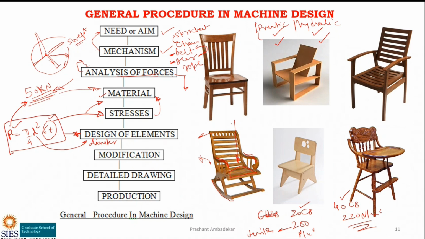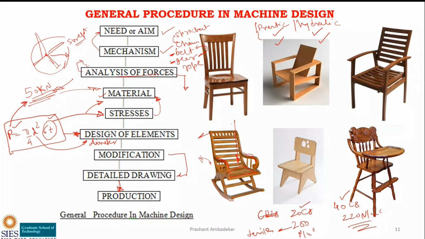Then that design will be modified. If we need to change the dimensions, then we'll do the changes in dimensions. And then after the modification is done, we'll make the detailed drawing, and then that will go to the production department for production of the part. So this is the general procedure that has to be followed for designing a product.